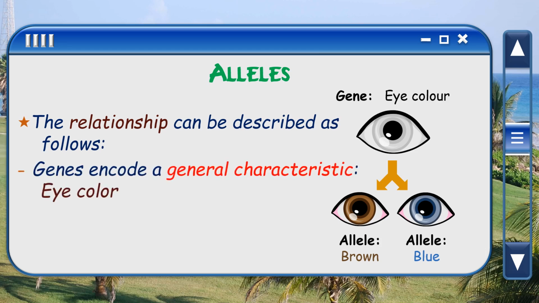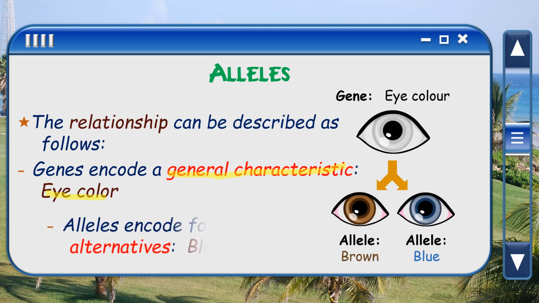The relationship can be described as follows. A gene encodes a genocharacteristic. For example, when you say eye color, that is a genocharacteristic, and it is encoded by a gene. Whereas the alleles encode for a specific alternative, for example, blue eyes.